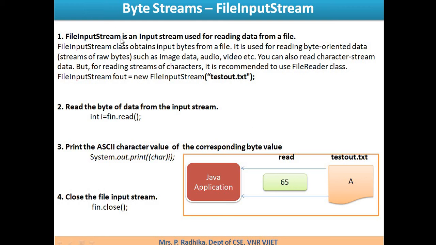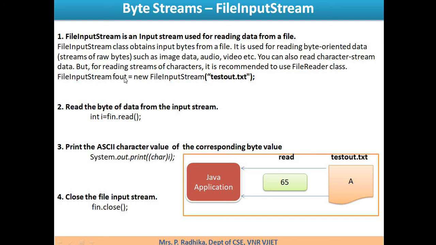So what is FileInputStream? FileInputStream is an input stream used for reading data from a file. What does it obtain? It obtains input bytes from a file. As you can see here, this is a character value A, but when we read it, what are we getting? We are getting a byte value, that is the integer value of A. So it is used for reading byte oriented data such as image data, audio, video, etc. You can also read character stream data, but for reading a stream of characters it is recommended to use the FileReader class.